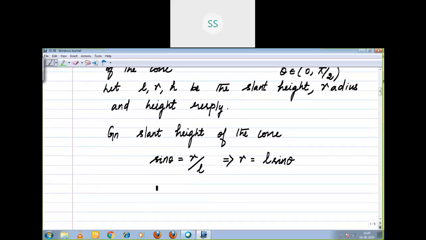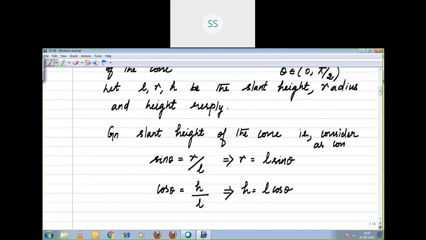Now, cos theta equal to what? Cos theta equal to adjacent by hypotenuse. Here your adjacent is height, which implies h is equal to l cos theta, right? Given slant height of the cone, you consider as constant. That's why you are modifying r and h in terms of l sin theta and l cos theta.